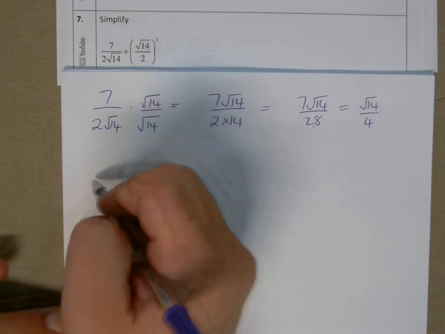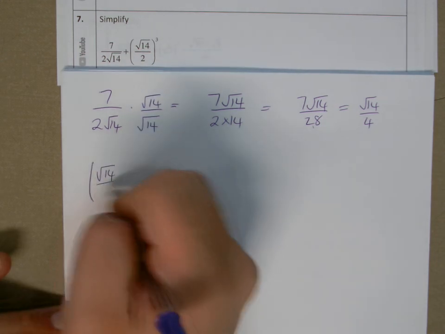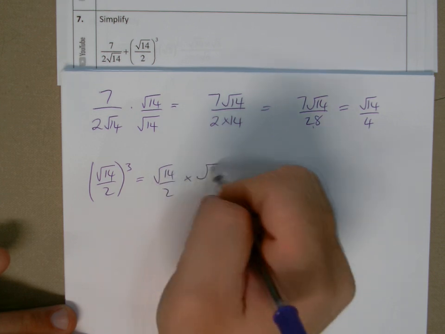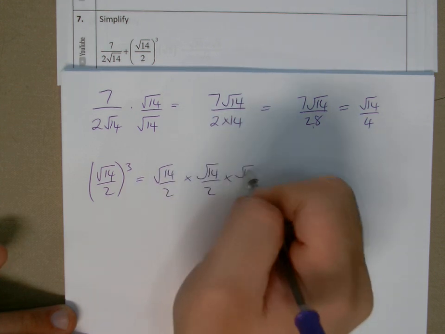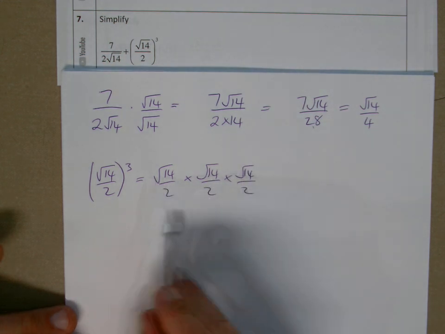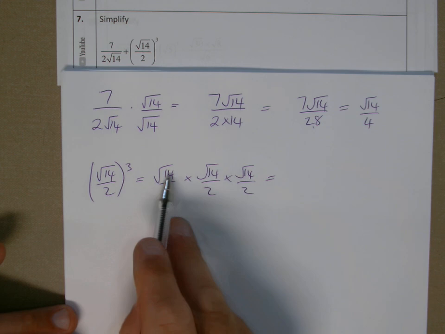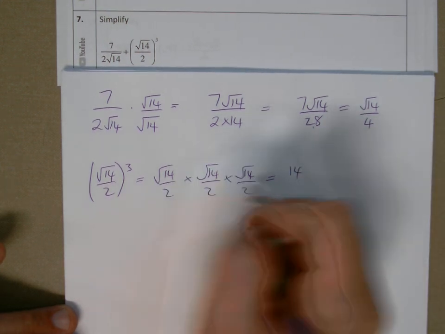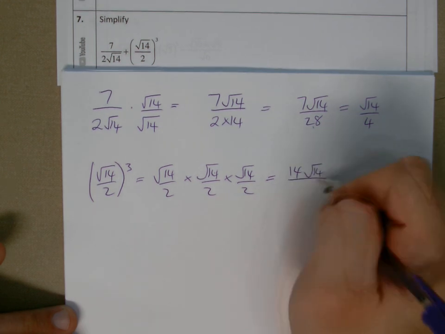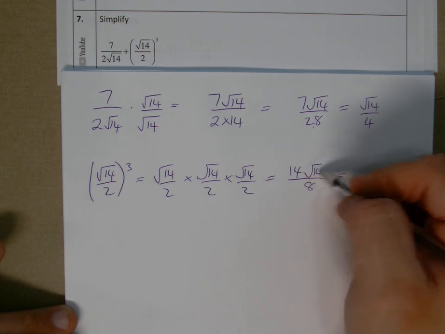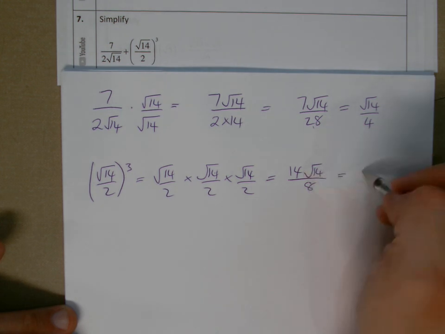If we do the second one then, you've got root 14 over 2 cubed. So that's root 14 over 2 times root 14 over 2, and so on. And again. What's good here with multiplying fractions is you just times the tops and times the bottoms. So when you times the tops, that becomes 14, because it pairs up, root 14, and on the bottom then 2 times 2 times 2 is 8. So that simplifies then to 14 root 14 over 8, and 14 over 8 becomes 7 over 4.